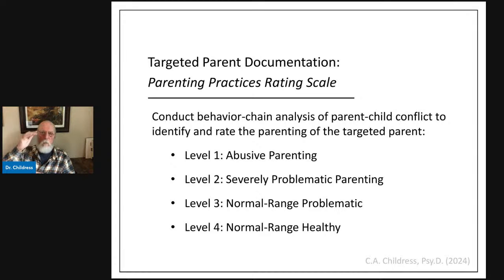And so it breaks down the category of parenting into level 1, abusive range parenting, and there's a bunch of anchoring points under those. Level 2 is severely problematic, not quite a diagnosable child abuse, but it's pretty bad, pretty severe. And then level 3 is normal range problematic. No one's perfect. Parents could improve their parenting, but it's broadly normal range.